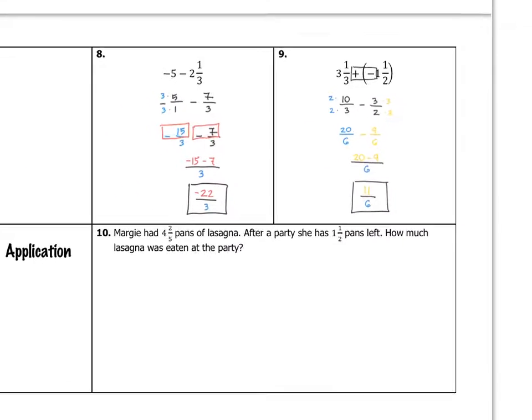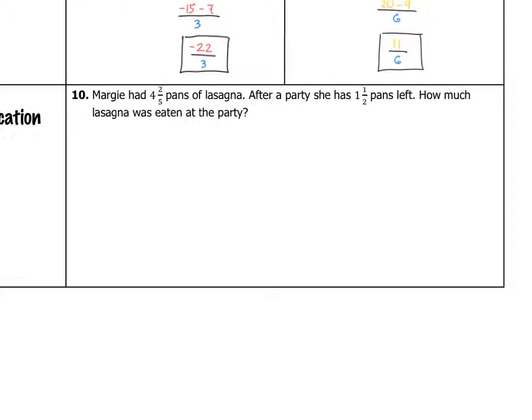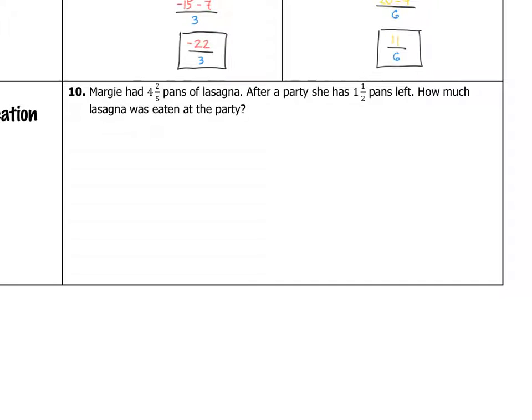All right, finally we have an application, number 10. Margie had 4 2/5 pans of lasagna. After a party, she has 1 1/2 pans left. How much lasagna was eaten at the party? So she's starting out with a total of 4 2/5 pans. And then some of that is being taken away because people are eating it. And then she's left with 1 1/2 pans.